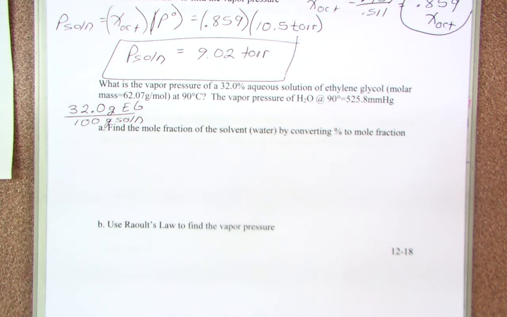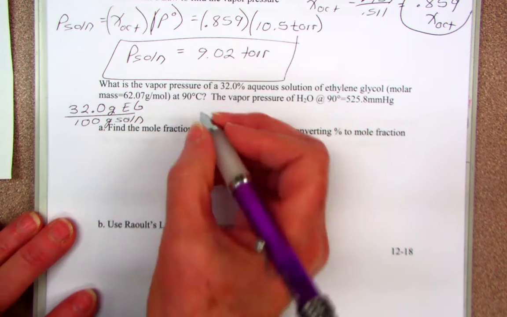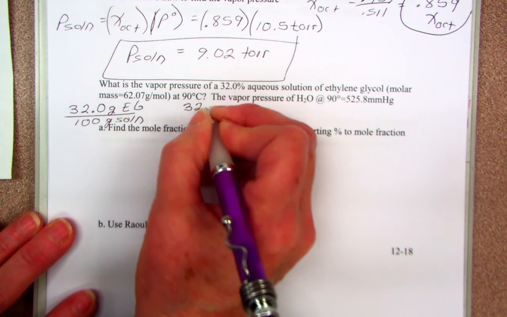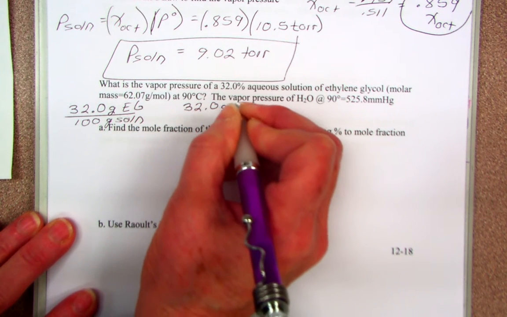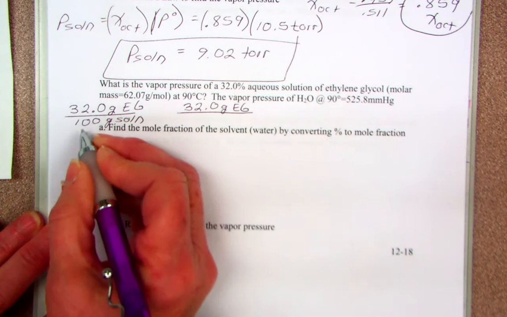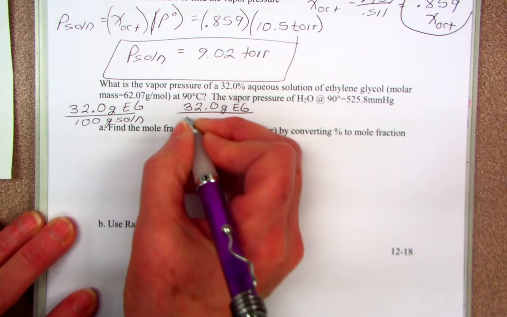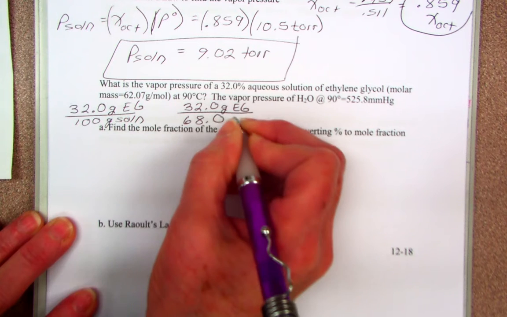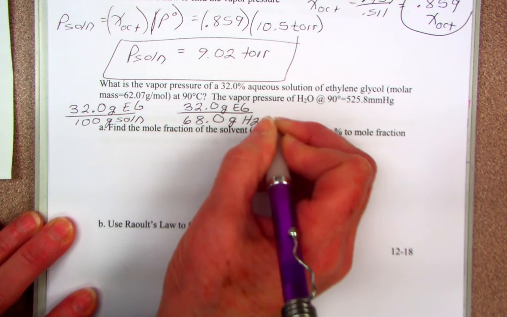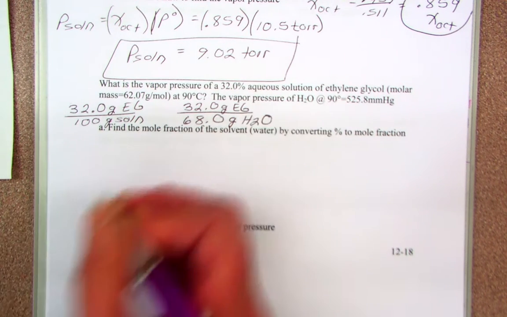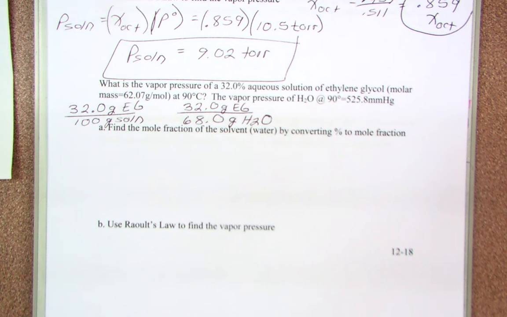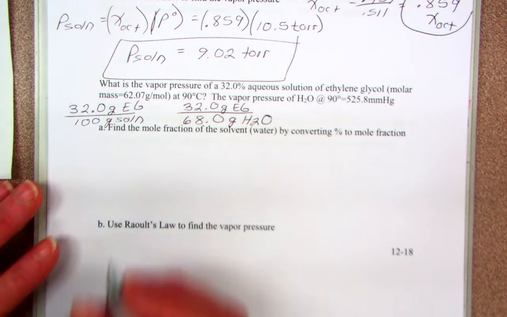Now, I'm not interested in the solution, I'm interested in the solvent. So it means that I have 32 grams of ethylene glycol, and if I have 100 grams of solution and 32 grams of ethylene glycol, I have then 68 grams of water. I just subtracted the mass of the ethylene glycol from the mass of solution. So now I know how much of each component I have, so I can convert to mole fraction.